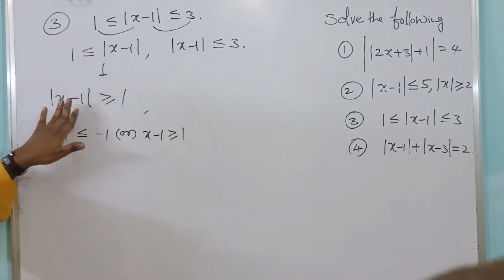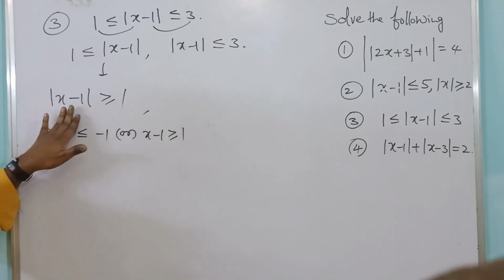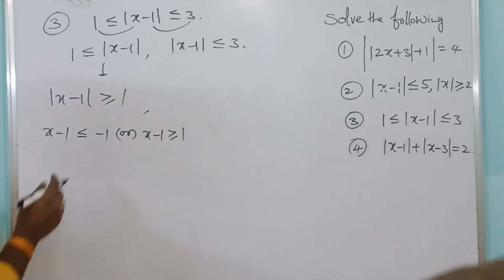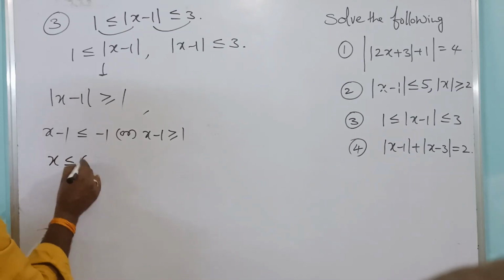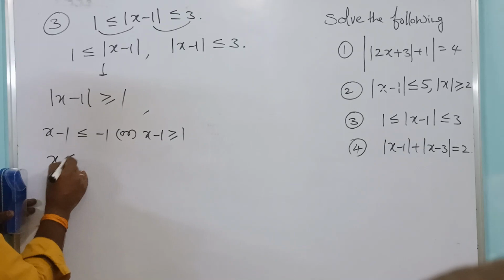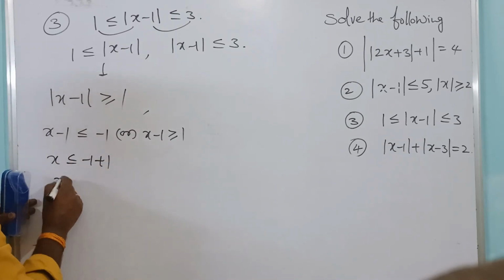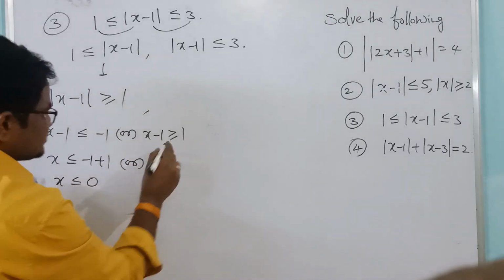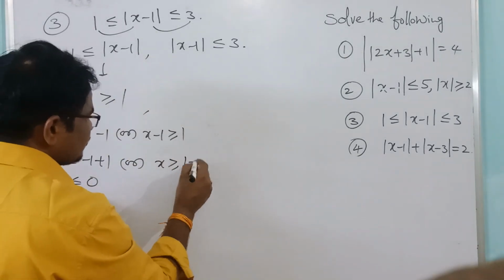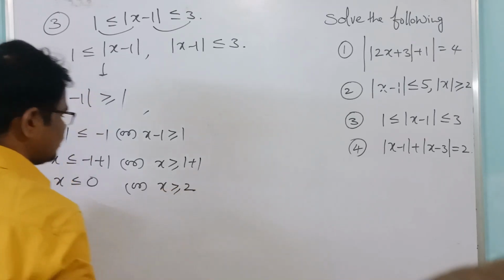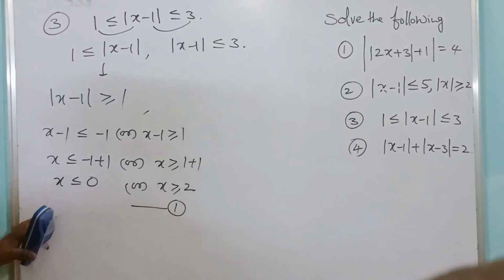So |x| greater than or equal to a means x less than or equal to minus a, or x greater than or equal to plus a form. Now this is x less than or equal to 0, bring this side. So what you will get? x less than or equal to minus 1 plus 1 means x less than or equal to 0. Or here also bring that side: x greater than or equal to 1 plus 1 means x greater than or equal to 2. Take this as equation number 1.